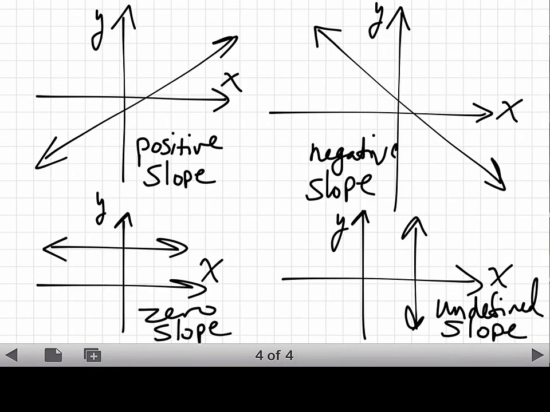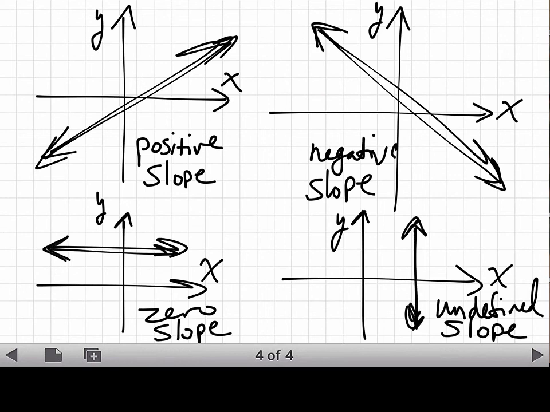And here I've summarized the four possibilities. Up and to the right, positive slope. Down and to the right, negative slope. Horizontal line, 0 slope. And vertical line, undefined slope.